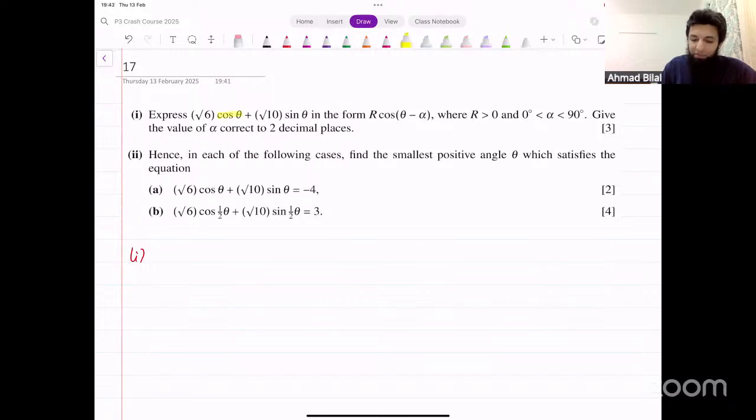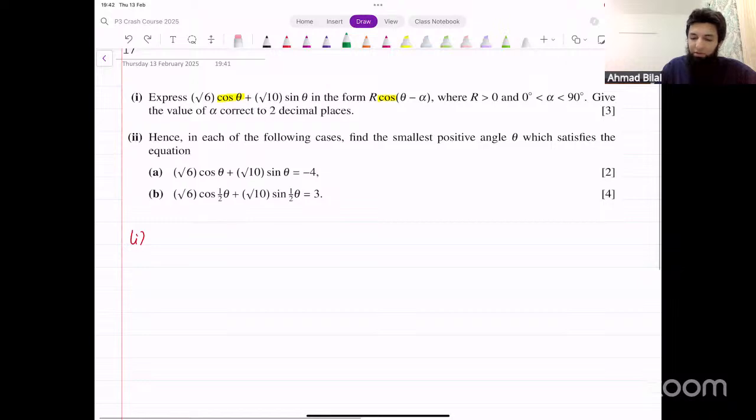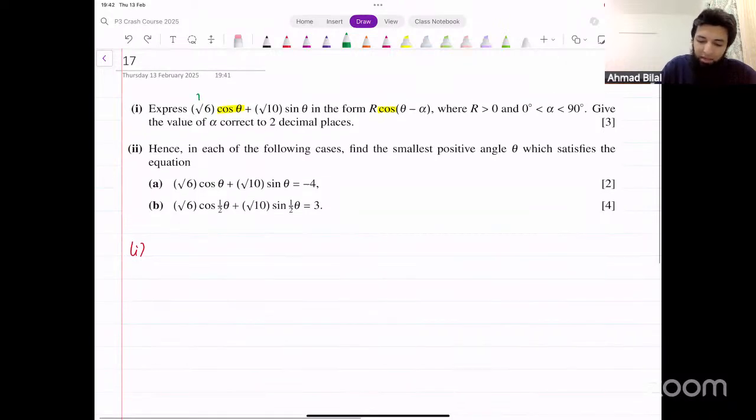Yes, because the first function is cos and you have to convert it to cos. You have plus here and you have minus here. It is already the standard form. You can just use the formulas directly. A is equal to square root of 6 and B is equal to square root of 10. Let's input values in the formula.